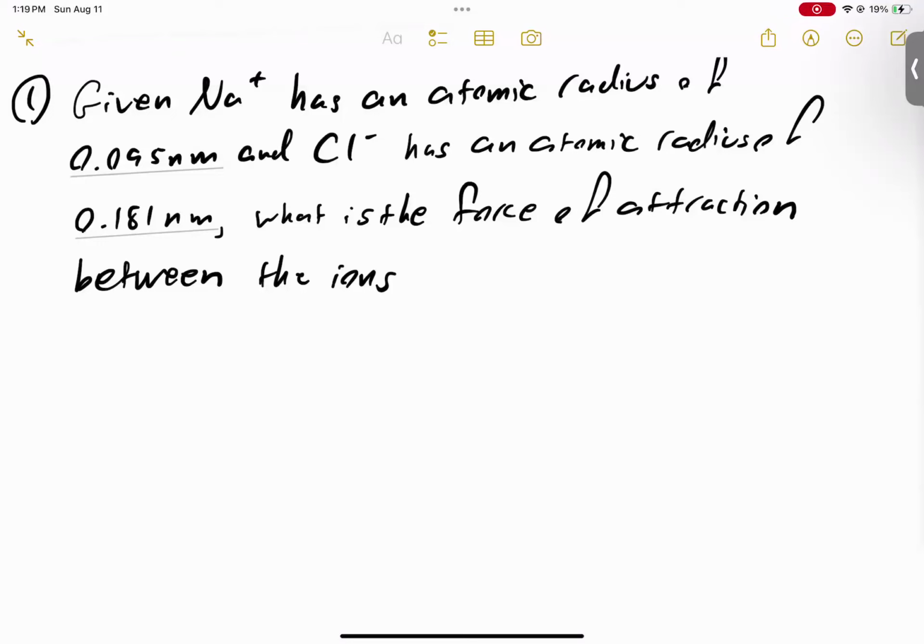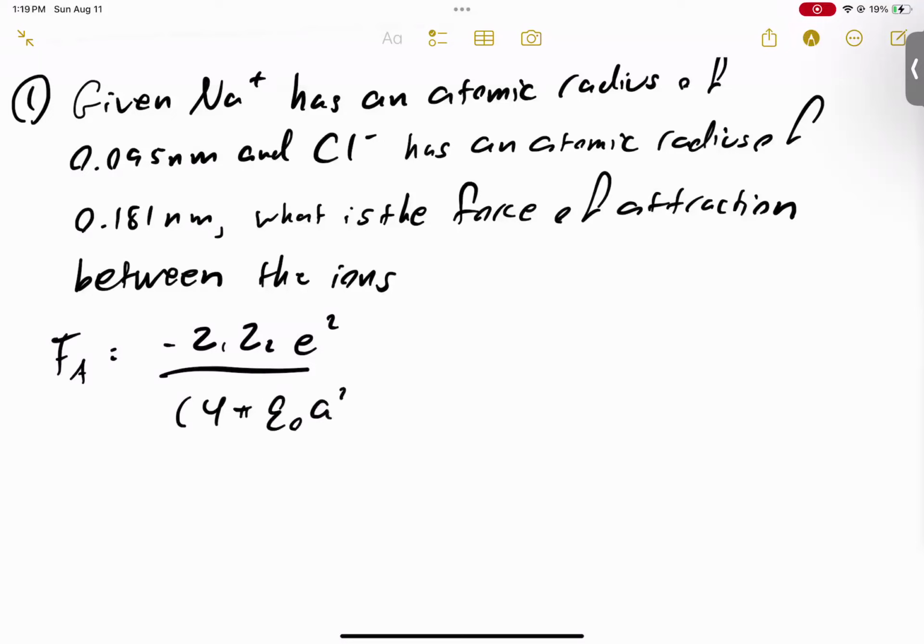Anyways, this is on slide 9, and this is directly just using the formula that we have. The formula we have to use is F attraction, equivalent to negative Z1 times Z2 multiplied by e squared, over 4 pi epsilon naught a squared. This is the force of attraction equation that we introduced to you in class.